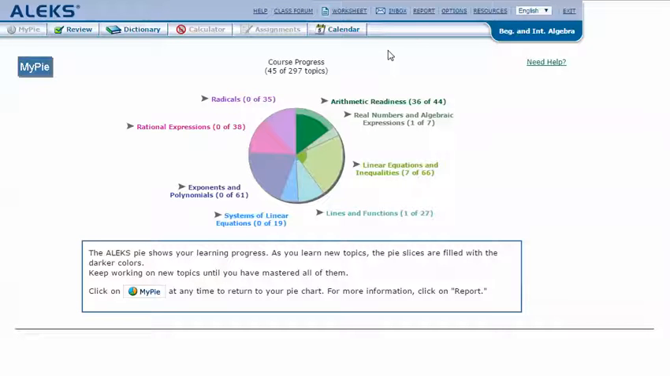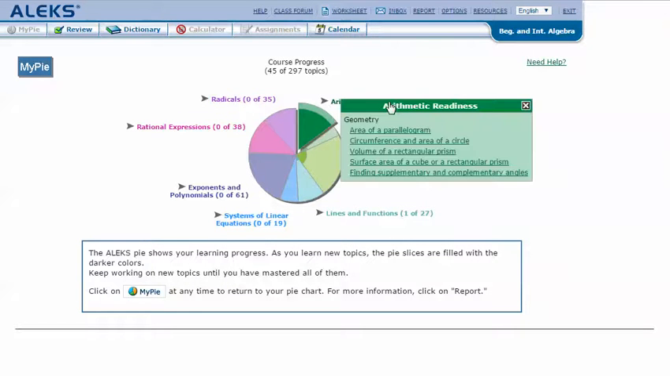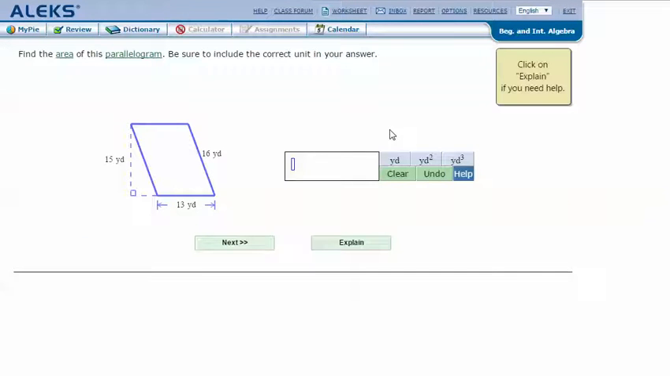In your ALEKS Pie, mouse over the green slice, Arithmetic Readiness, to reveal the drop-down list of topics you need to cover. Click on Area of a Parallelogram. Here's an example problem. Find the area of this parallelogram. Be sure to include the correct unit in your answer. Let's click Explain.